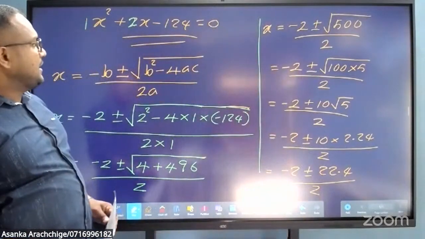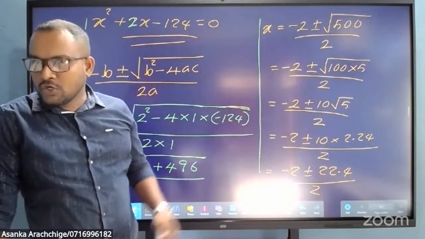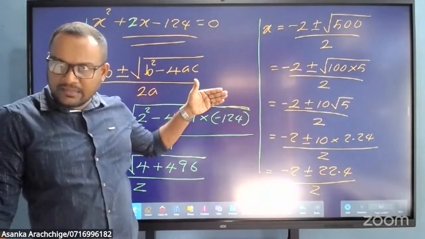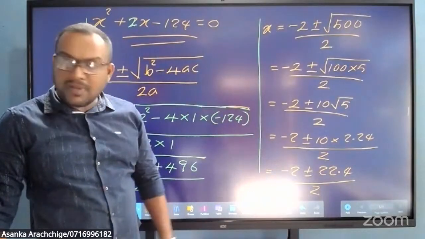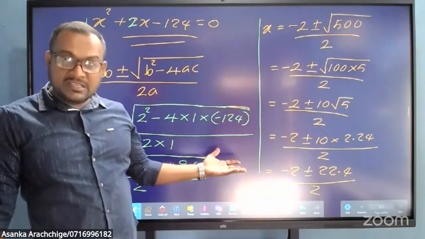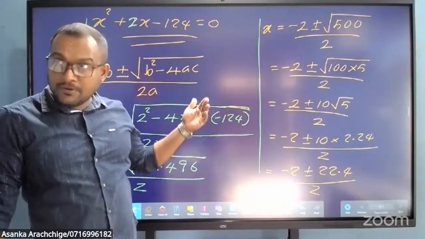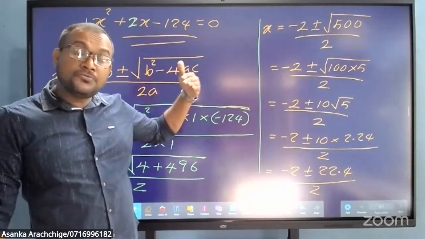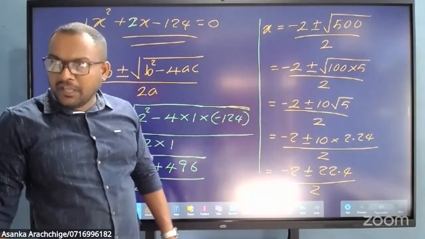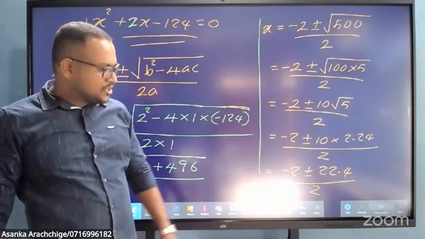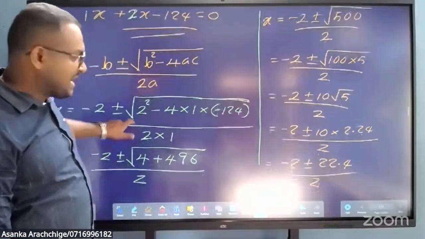But here, 2x is the length of a side of a triangle. Therefore, the value of x can't be negative. If we get a minus value for x, then the value of 2x also becomes minus. Therefore, we can't take the minus value from these two solutions. Now let's write this.